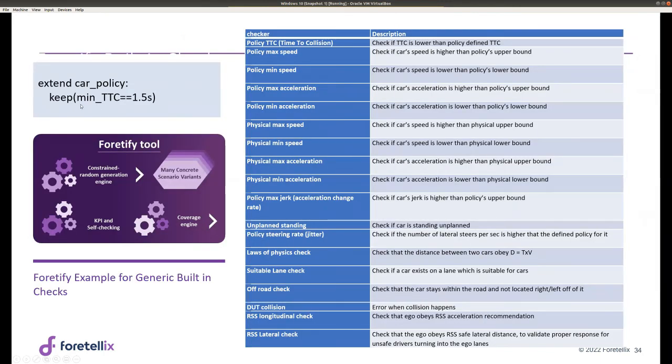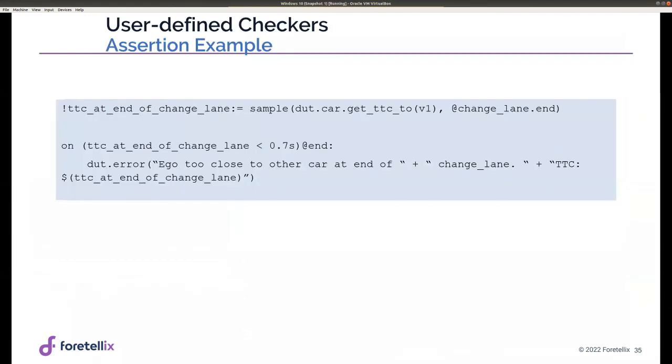And my mean TTC to be 1.5 seconds. So it's very easy to make that change, and now all the scenarios will run with the generic setting. If I want, I can just define my own scenario, with a specific check or a specific KPI collected at a specific phase of the scenario. So this is just TTC at the end of change lane. You can sample at the change lane phase.end.